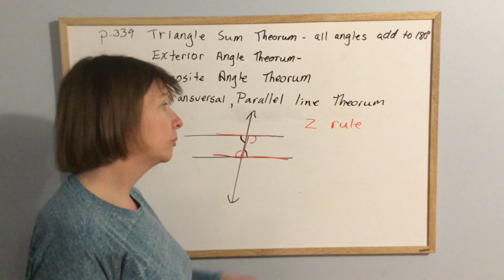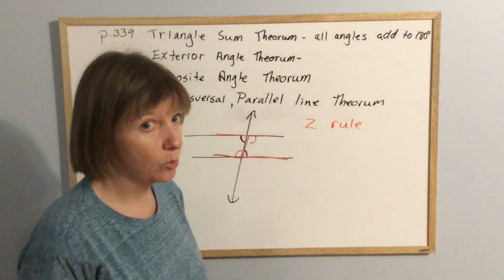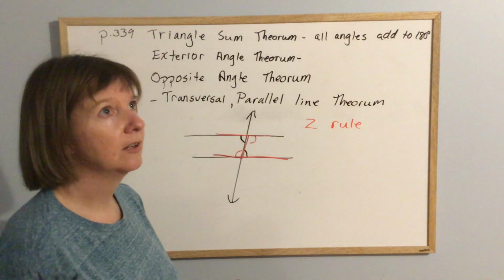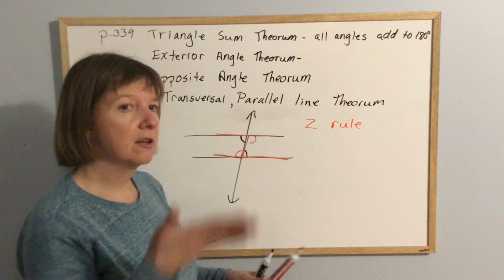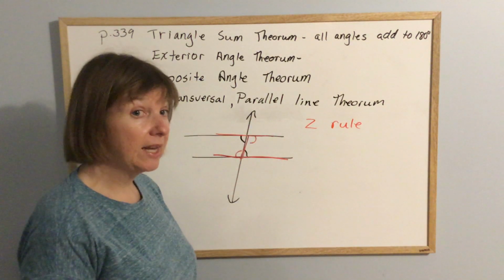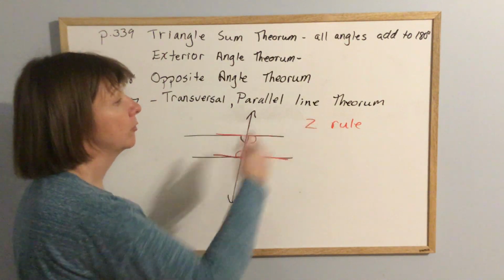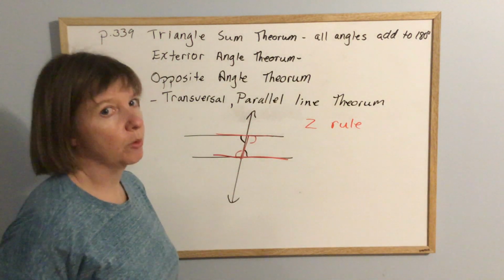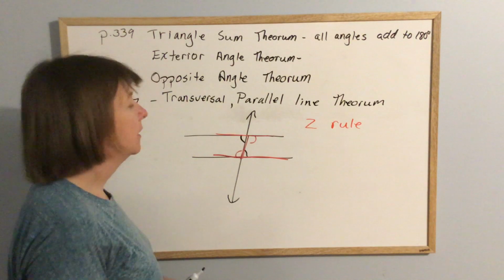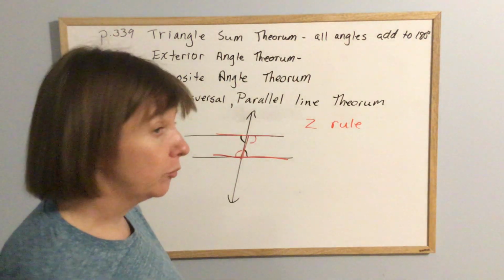Now in a geometric proof, you couldn't write the Z rule because that's not a geometric proof. That is some teacher's way of explaining the transversal parallel line theorem, which is what you would have to write. All right, so that's the first one.